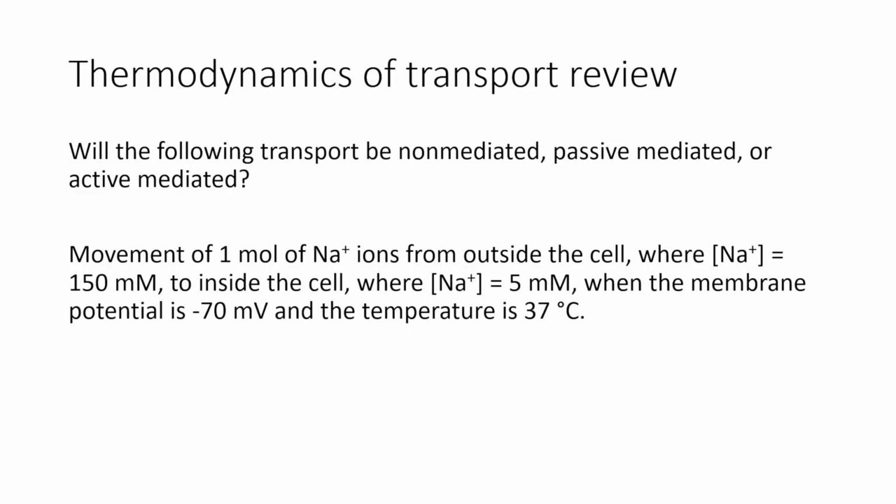And so to be able to answer the next part of this question, we have to consider what's happening with the electrochemical gradient in this cell. So the question says, movement of 1 mole of sodium ions from outside the cell, where the concentration of sodium is 150 millimolar, to inside the cell, where the concentration of sodium is 5 millimolar. And this is happening when the membrane potential is negative 70 millivolts, and the temperature is 37 degrees Celsius.